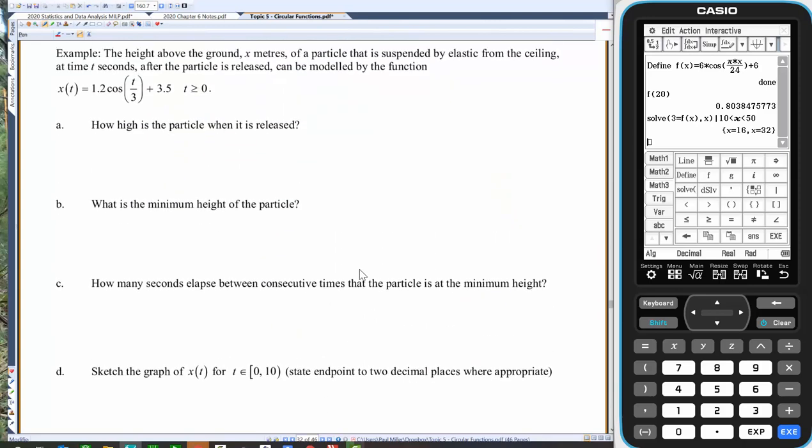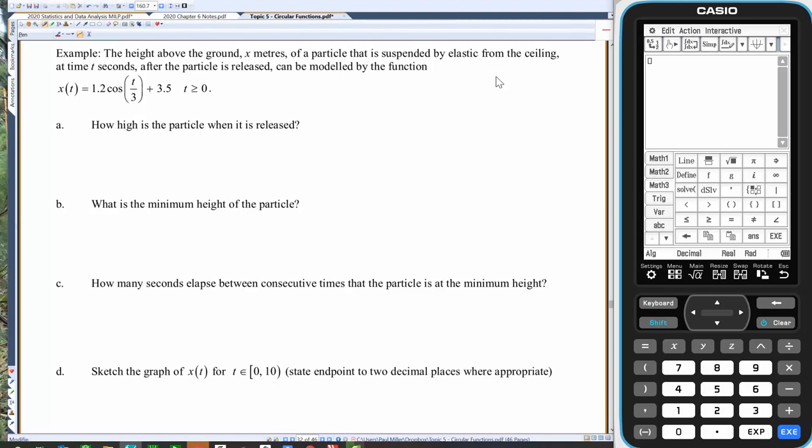All right, here's our second problem. And what I'm going to try and do is speed up this process just a smidge and do some of the legwork on the calculator, even though I think from memory, a lot of these examples come out with nice exact values. The height above the ground, x meters, of a particle that is suspended by elastic from the ceiling at time t seconds after the particle is released can be modeled by this function.